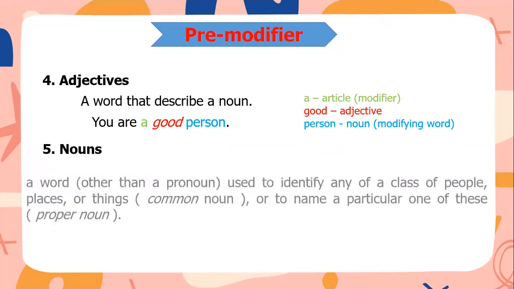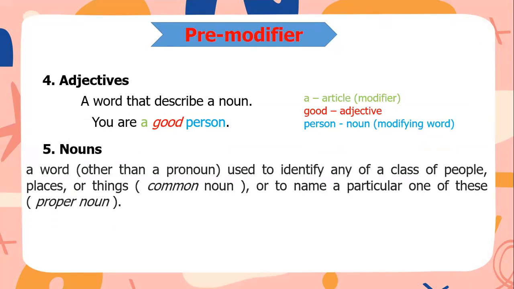Lastly is nouns, a word other than a pronoun, used to identify any of a class of people, places, or things. Common noun, or to name a particular one of these is the proper noun. Example, I make YouTube videos. What kind of videos did I make? I make YouTube videos. YouTube is a noun basically, but it is modifying the word videos because it gives information about the noun videos.